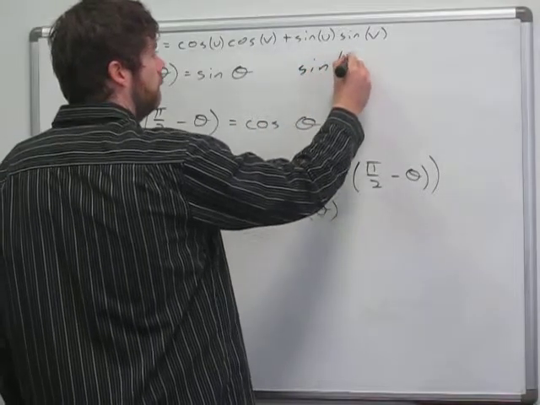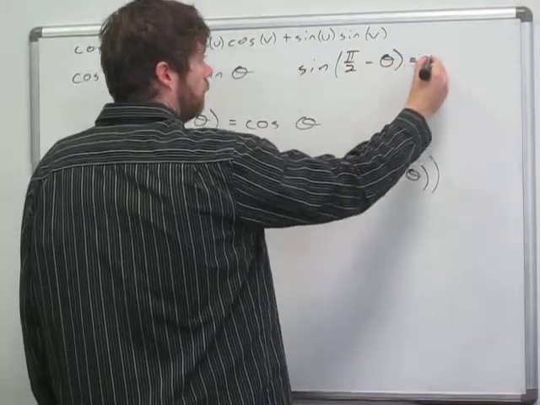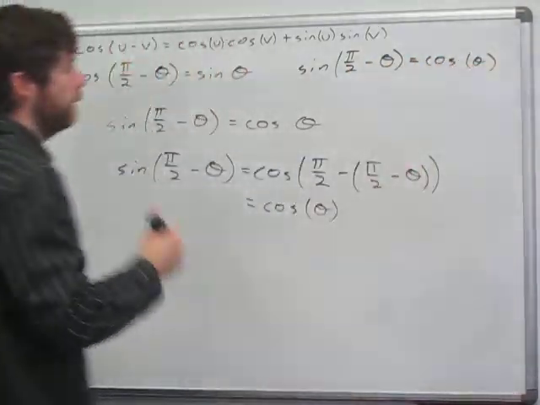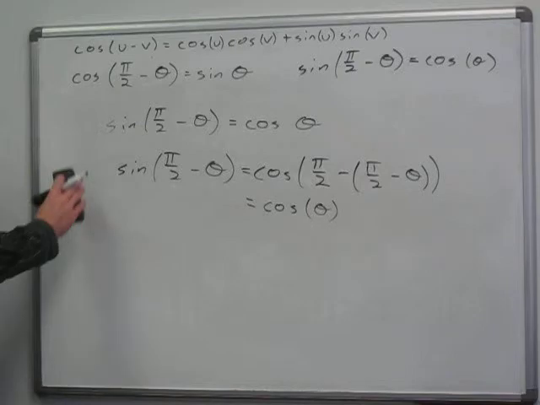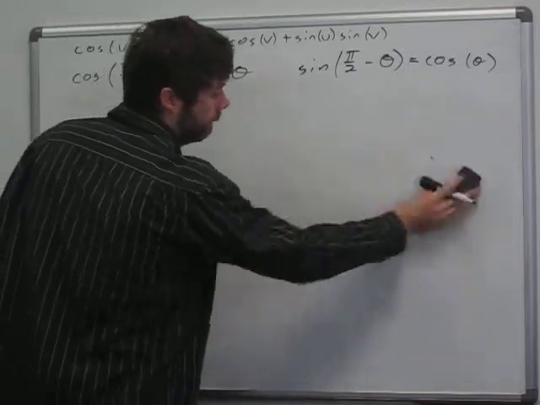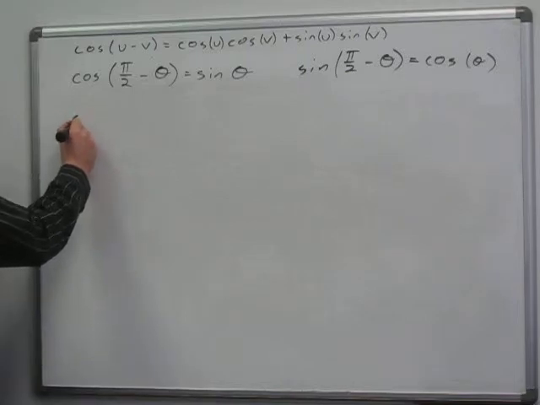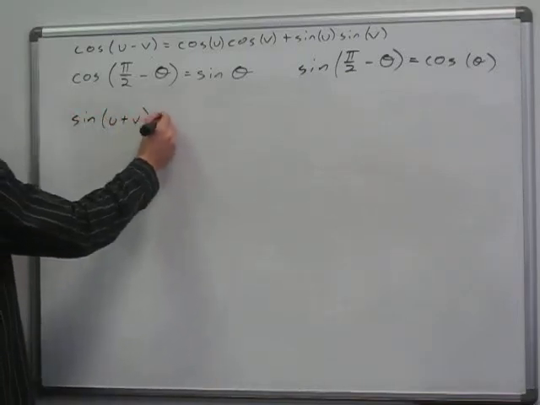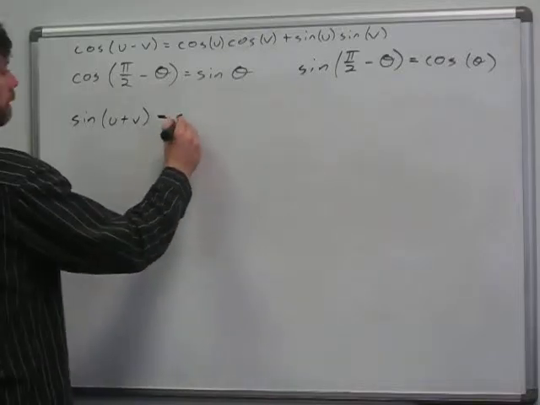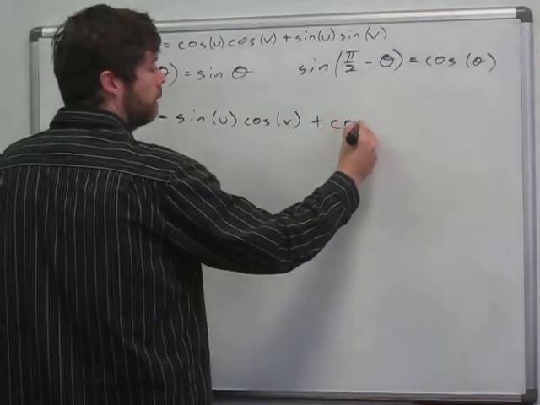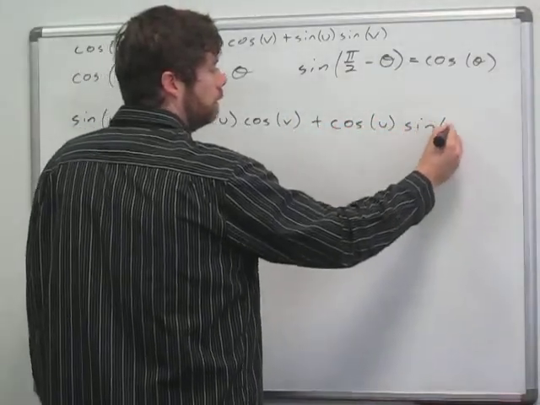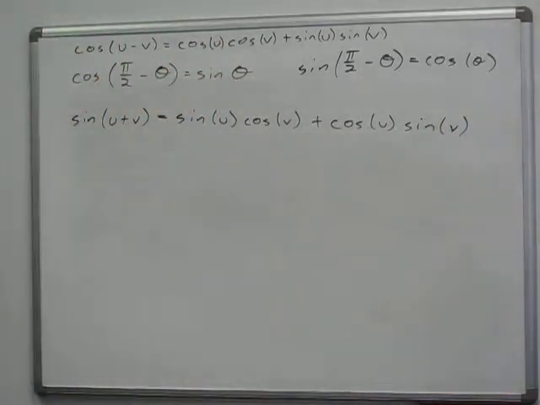So here I have the cofunction identities for the sine and cosine. And using these along with the difference formula, I can get the angle sum for the sine. So that formula: the sine of u plus v is the sine of u cosine v plus cosine of u times the sine of v. So let's see how we get this formula using the three that are above it.